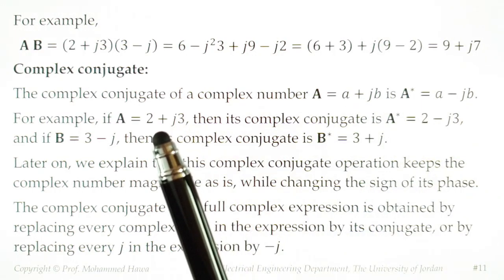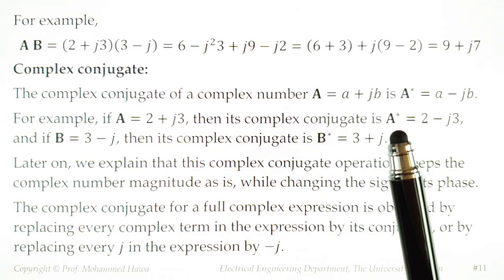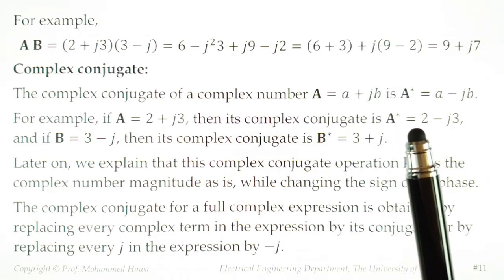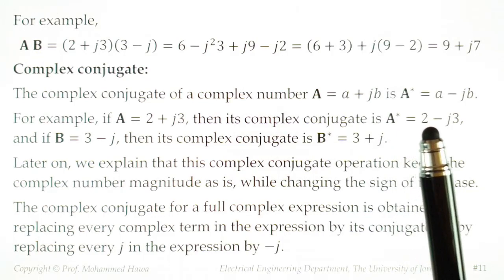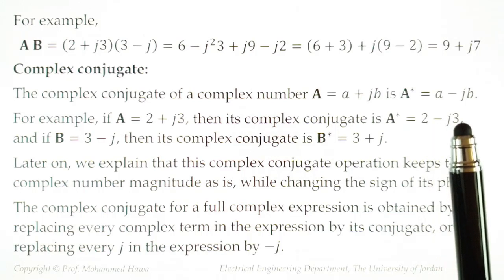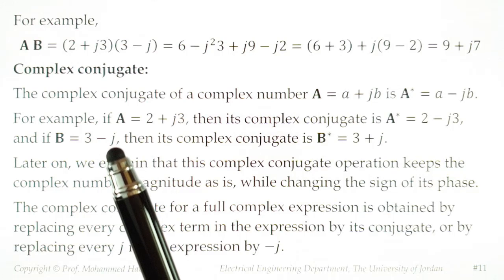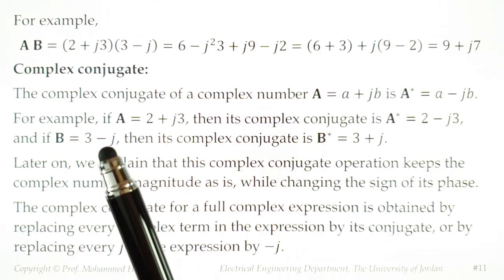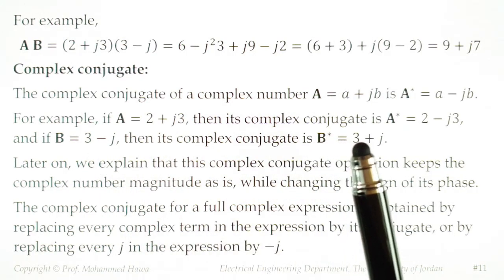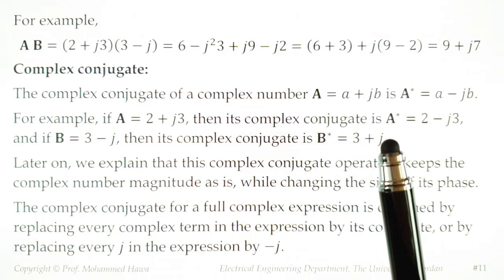For example, if I give you a complex number 2 plus j3 and I say find the conjugate of that complex number, you keep the real part the same, 2, and then you put minus in front of the j, and you get 2 minus j3. The complex conjugate of 3 minus j: you put minus in front of the j here, and you're going to get 3 plus j. That's the complex conjugate of the complex number B.